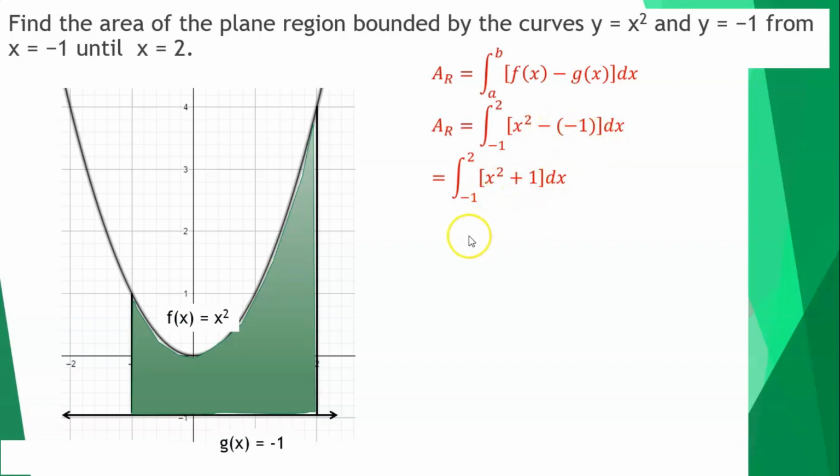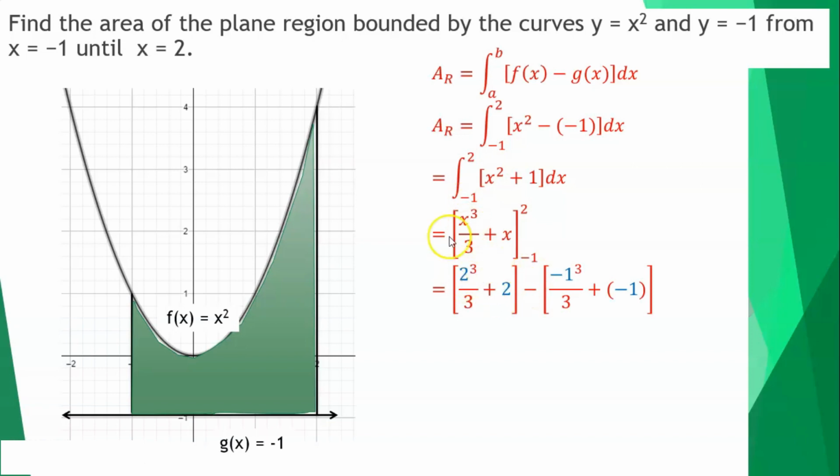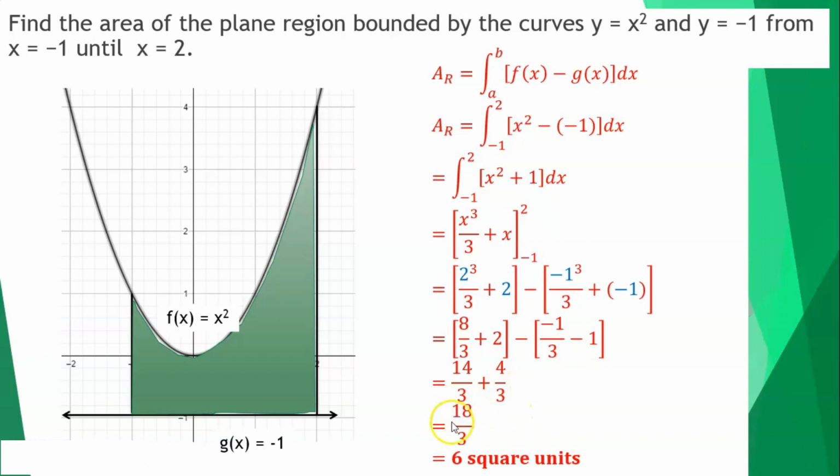So getting its integral, x cubed over 3, the integral of 1 is x, evaluated from -1 until 2. So at this point, let's substitute. Our x is 2, upper limit, our lower limit is -1. So simplifying, this is 8/3 plus 2, this is -1/3 minus 1. So simplifying, this would become 14/3, and this one would become 4/3, so it's 18 over 3. Simplifying, this is actually 6 square units.